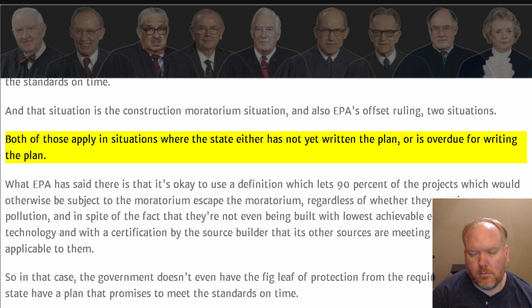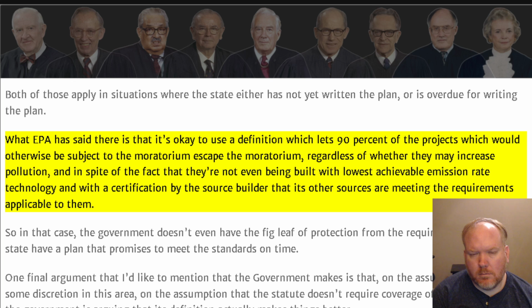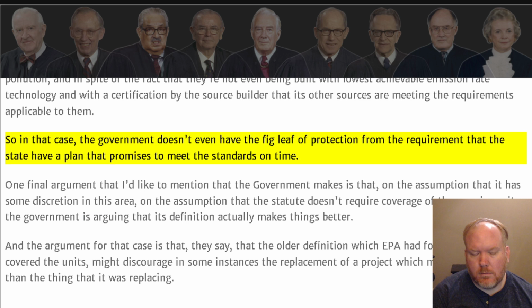Both of those apply in situations where the state either has not yet written the plan or is overdue for writing the plan. And what EPA has said there is that it's okay to use a definition which lets 90% of the projects which would otherwise be subject to the moratorium escape the moratorium, regardless of whether they may increase pollution, and in spite of the fact that they're not even being built with lowest achievable emission rate technology and with a certification by the source builder that its other sources are meeting the requirements applicable to them. So in that case, the government doesn't even have the fig leaf of protection from the requirement that the state have a plan that promises to meet the standards on time.